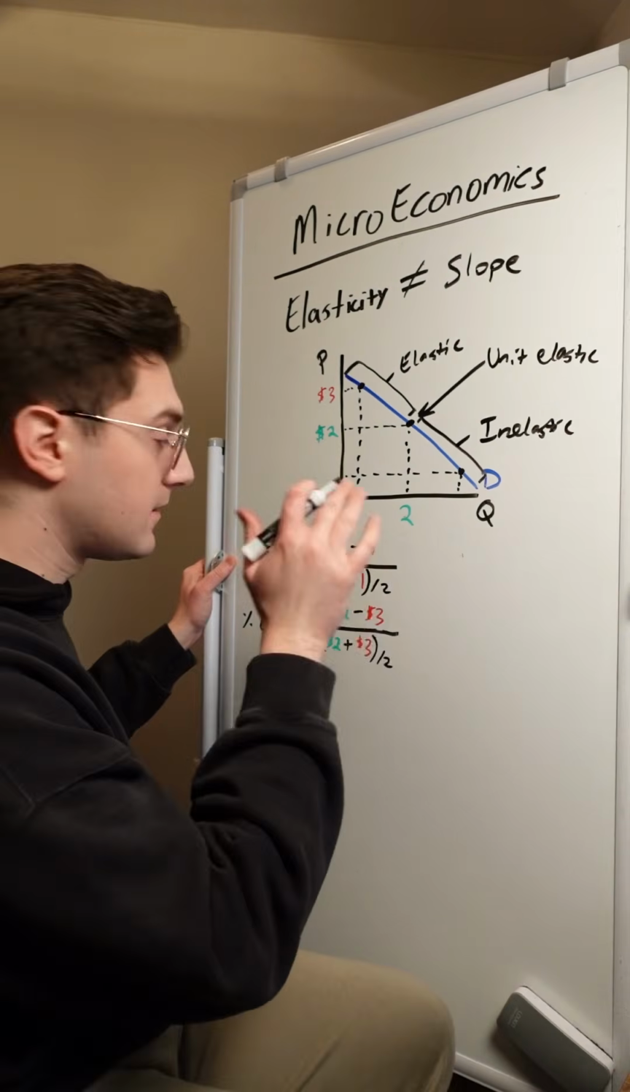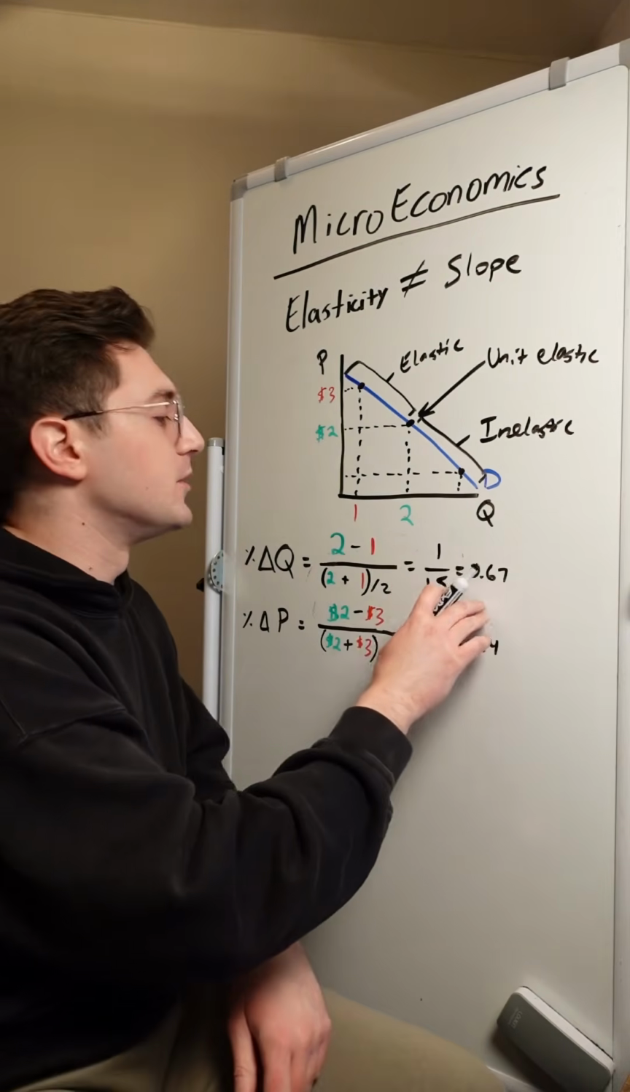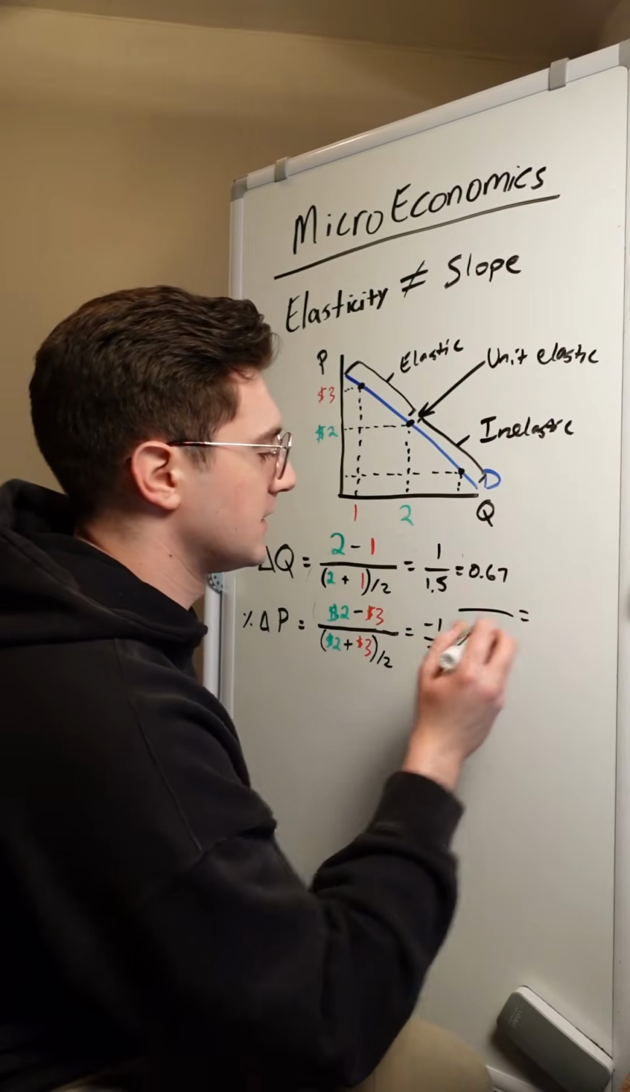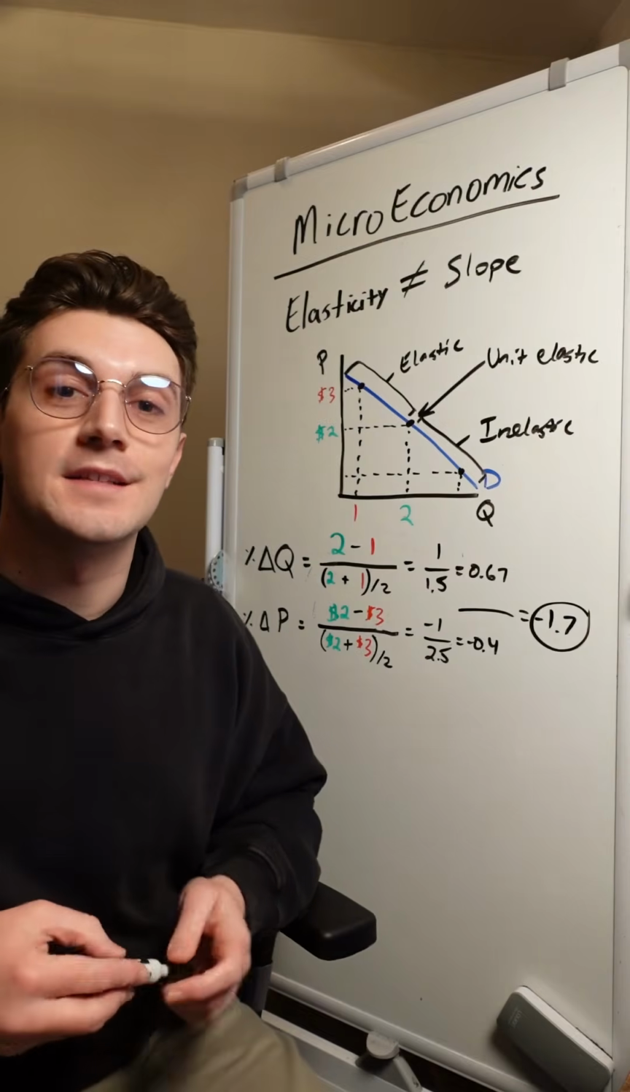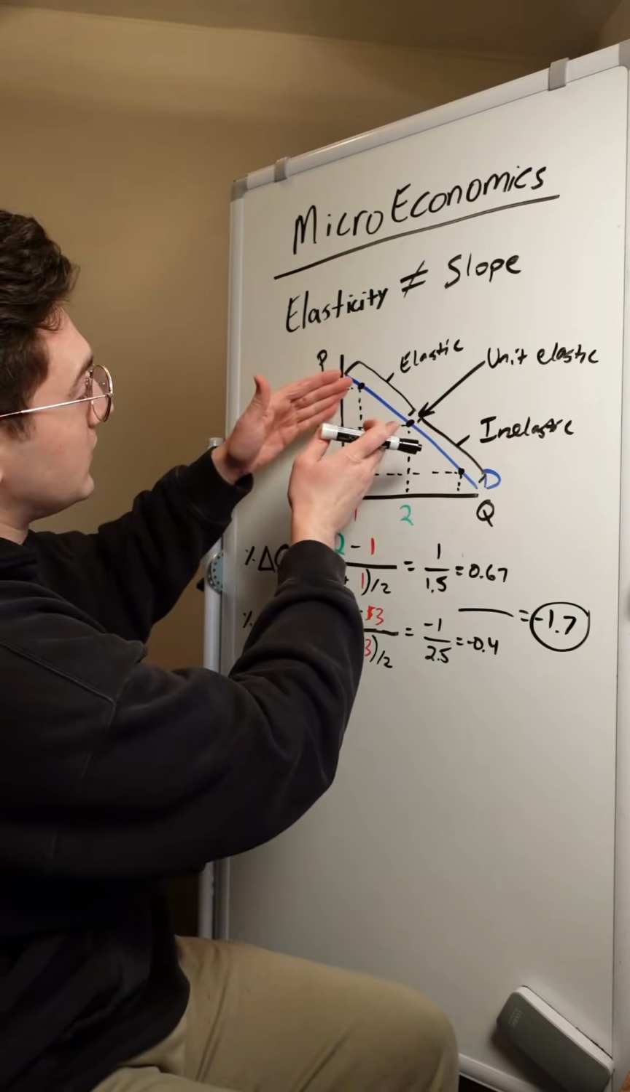All right, I've plugged them in. Let's go ahead and solve. All right, I got this value for my numerator, this one for my denominator, so let's go ahead and divide them, resulting in negative 1.7 as my price elasticity of demand value between these 2 points.